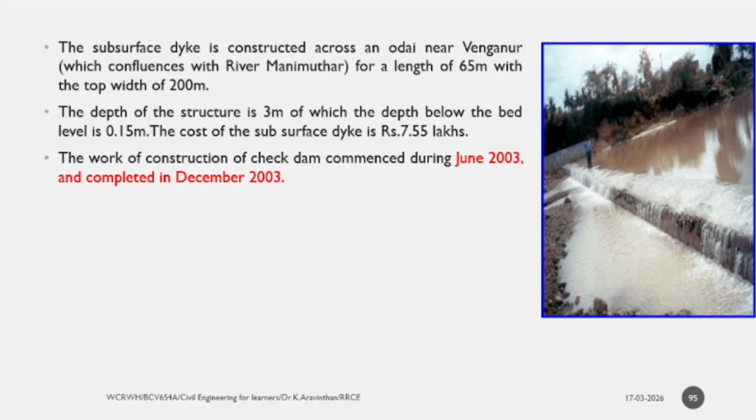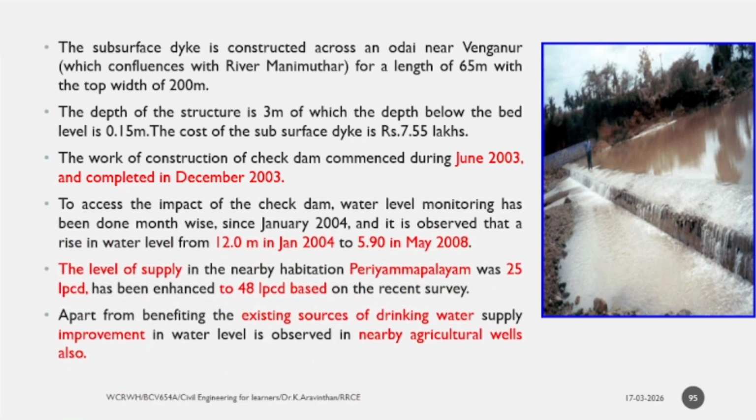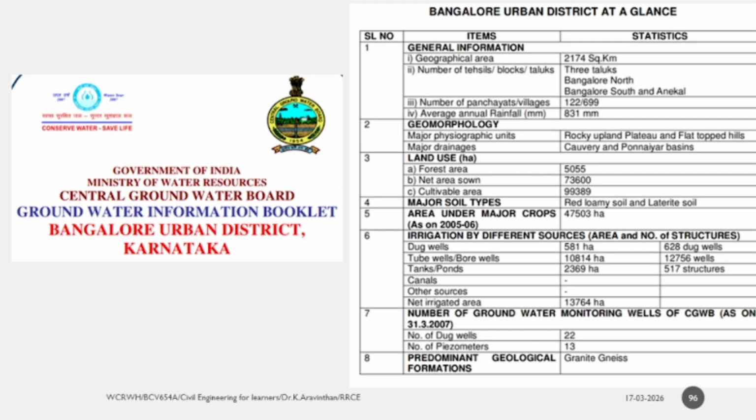A single dam needs 100 crores, but in 7.55 lakhs they have constructed a dike, which consists of a 3 meter structure constructed along the length. And how many liters have they increased? 48 liters from 25. Now, next thing, this is a statistic I have taken from Government of India and Government of Karnataka. This has been published in 2025.